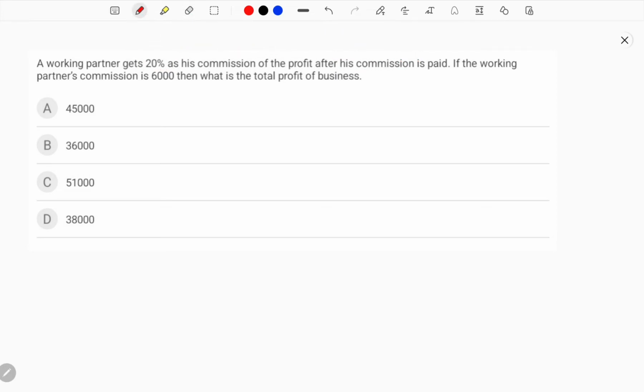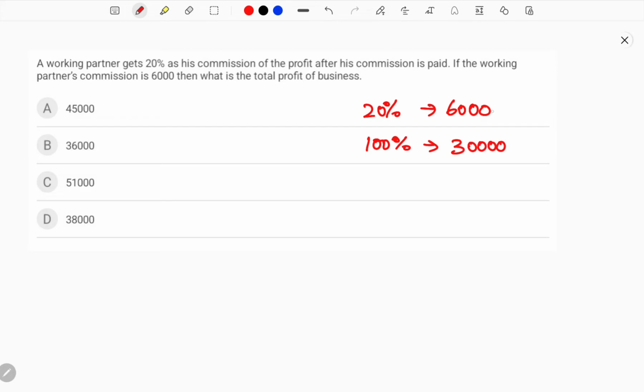Now let me see here. They said that 20% is 6,000. So if you know that 20% is 6,000, what is 100%? See here, if 20% is 6,000, 10% is half of it, 3,000. So 100% will be 30,000. So directly you can write it without any solving.